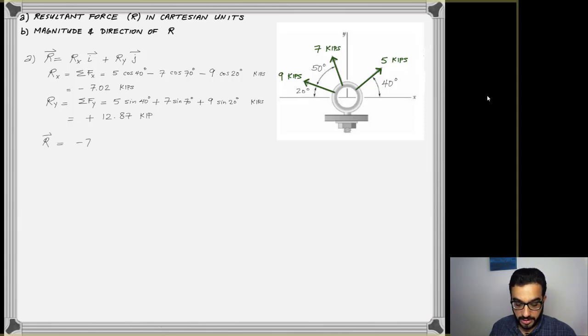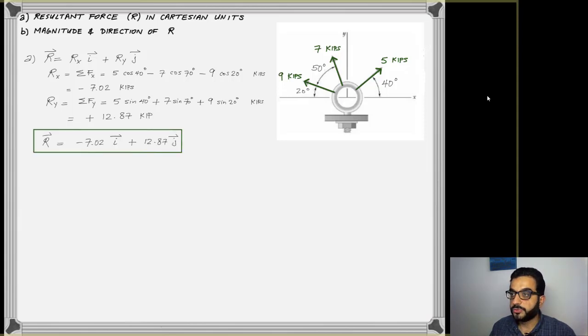So in summary here, R as a vector will be equal to that Cartesian vector. And just always remember to write the units. I make this mistake always, but try to always remember to write kips as the unit. Kips here stands for kilo-pounds, kilo-pound force. So we're done with part A.